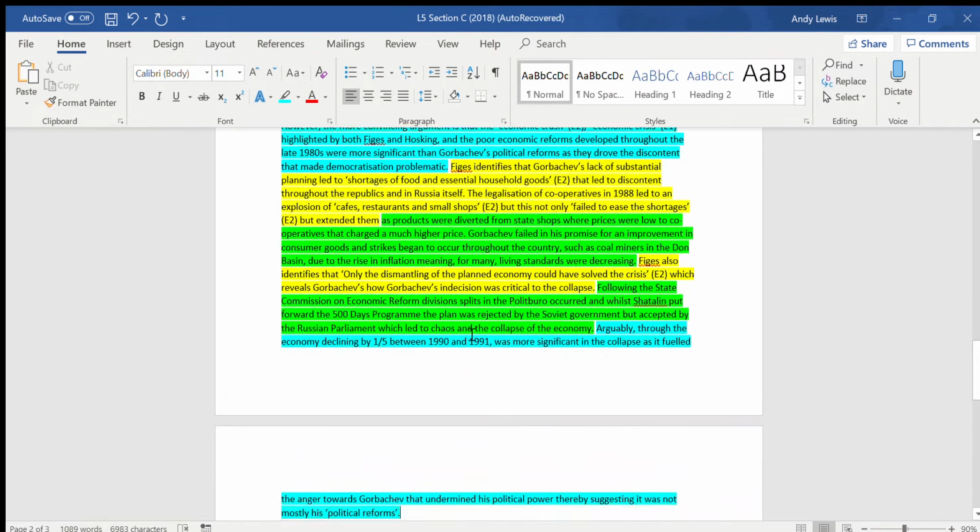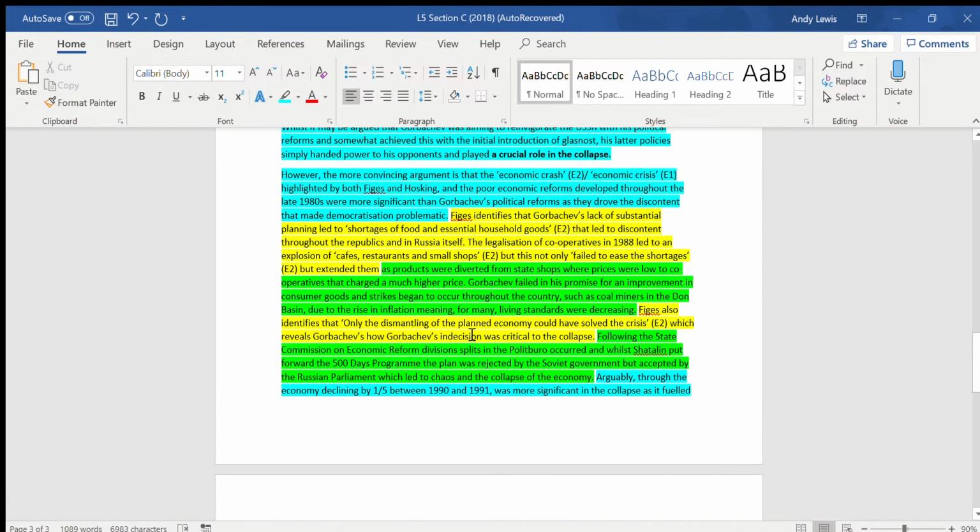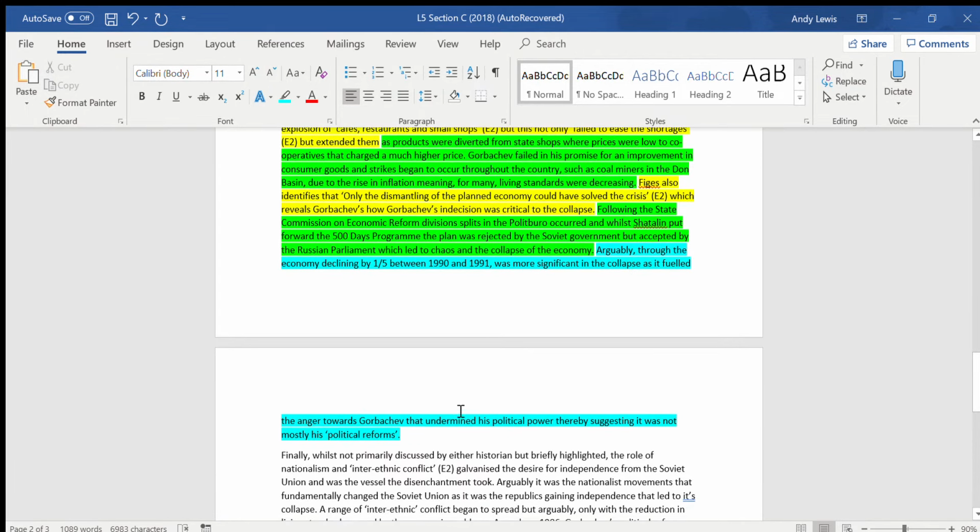So again, you've got this kind of sandwich here of evaluation, using the sources, using your knowledge in order to support what you said in that first sentence, and then coming back to that at the end.